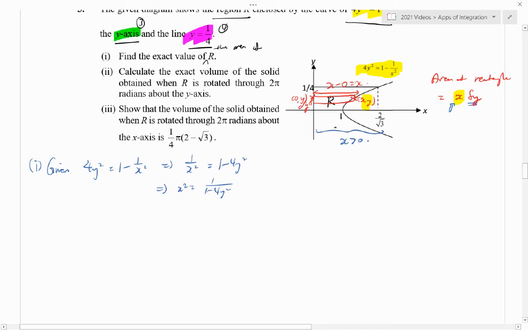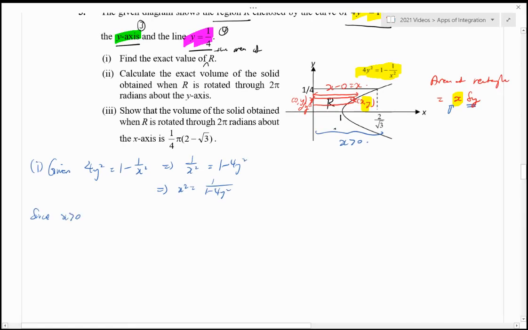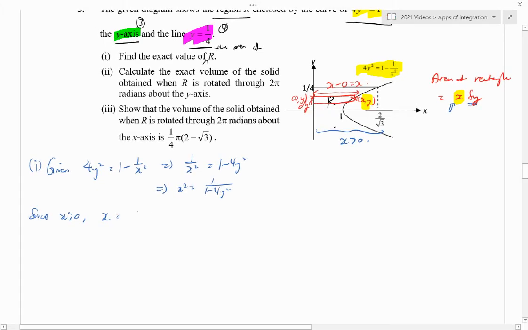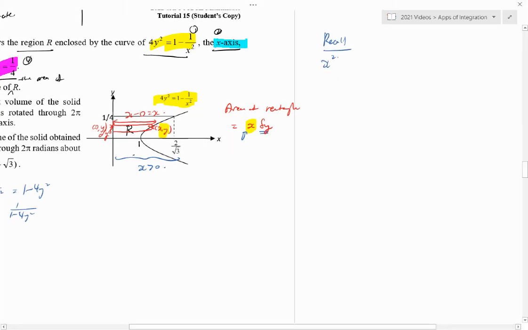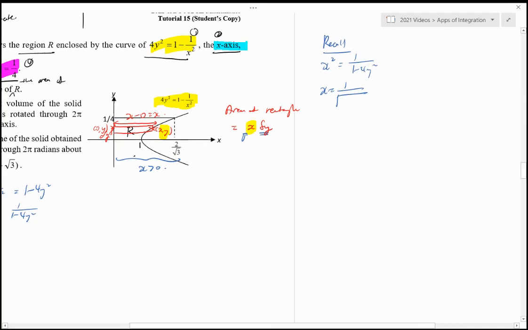Now, to find x, you need to know what the values of x are here. We know that x is positive, so since x is positive, x will then be 1 over the square root of 1 minus 4y squared. Okay, now just a quick recap. If you have x squared equals 1 over 1 minus 4y squared, x can actually be either the positive square root or the negative square root of the expression.